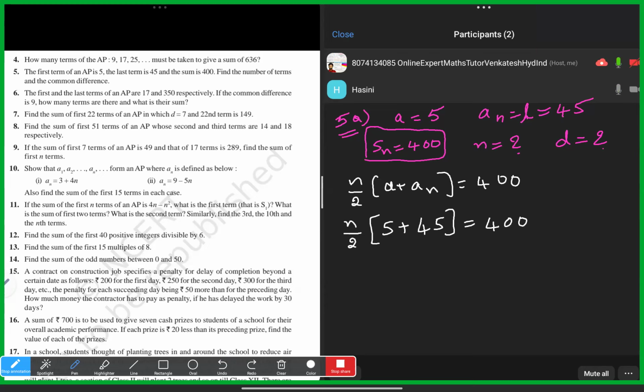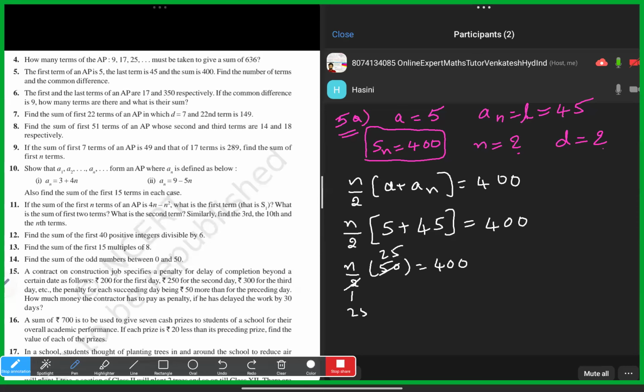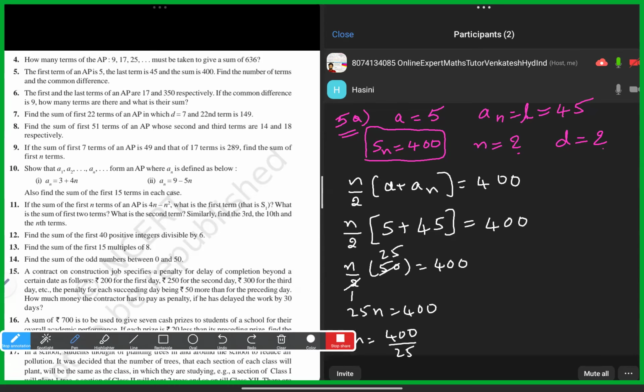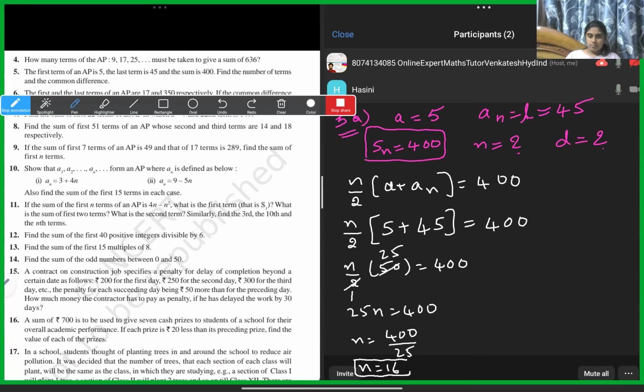Any doubt, Hasni? No, sir. So 2 ones are 2, 25 are... so 25n is equal to 400. Hasni, n is equal to 400 by 25, which is 15. Not 15. How much? 16. Okay, sir. n is 16. Any doubt, Hasni? No, sir.